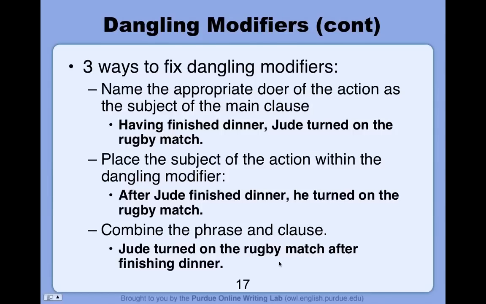So there are several ways to repair sentences with dangling modifiers. This slide shows you 3 ways to correct the sentence from the preceding slide, which is the rugby match sentence. The first way should be a review of the previous principle of misplaced modifiers. The modifier phrase, having finished dinner, must be right next to Jude.